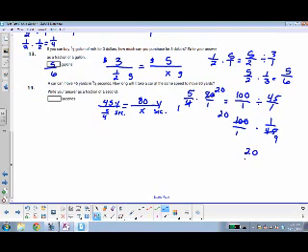20 over 9, but then we know that this is an improper fraction, so we want to write it as a mixed number. I know 9 goes into 20 2 times with a remainder of 2. So that is the same as 2 and 2/9, which I'm going to write as my answer.